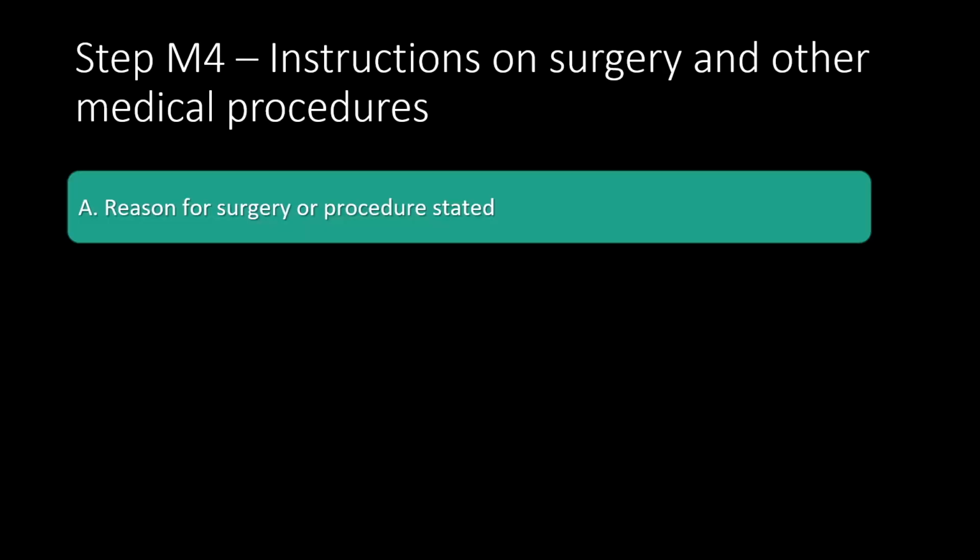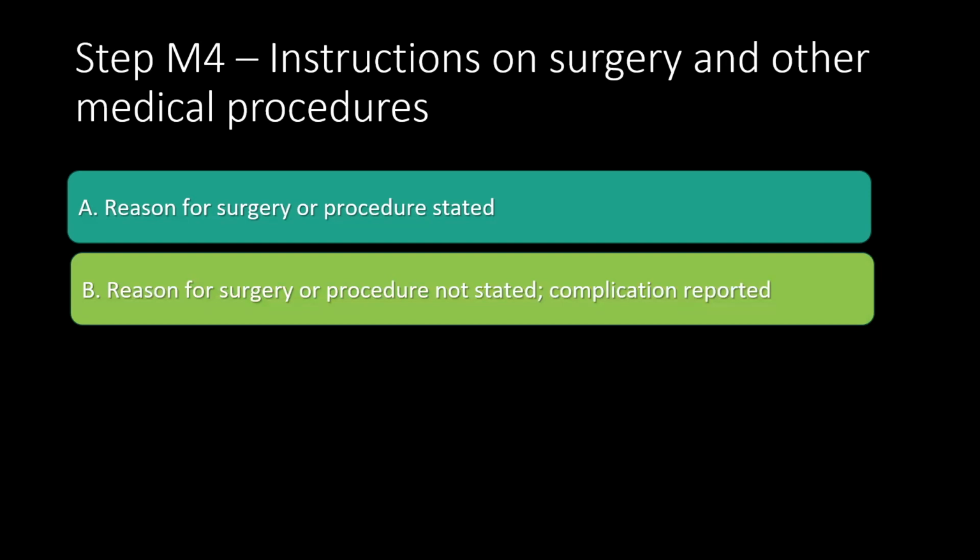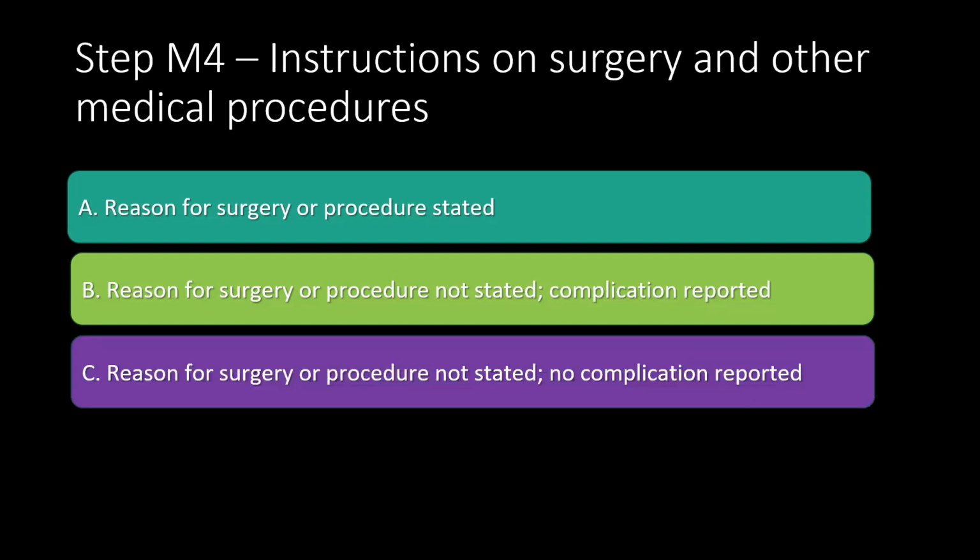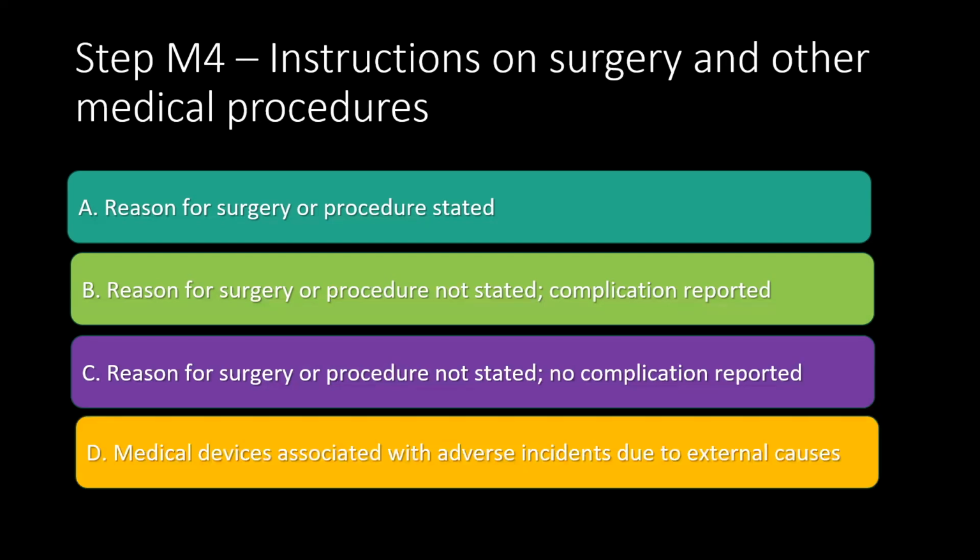These instructions are available, as I told you before, in the section 4.2.9 of Volume 2. And instructions are available in 4 areas. A, reason for surgery or procedure stated. B, reason for surgery or procedure not stated, complication reported. C, reason for surgery or procedure not stated, no complication reported. D, medical devices associated with adverse incidents due to external causes. Let's discuss these areas one by one.